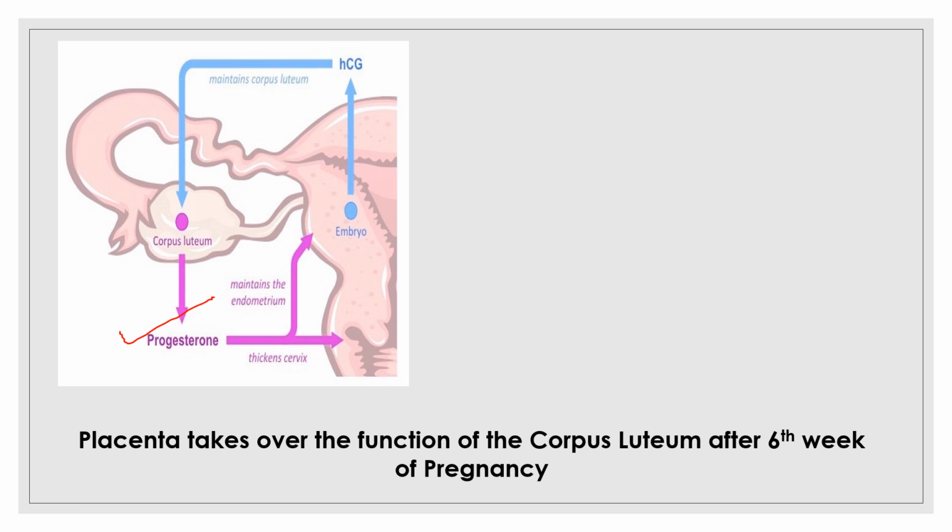Now, who is keeping this corpus luteum alive? This is a very important hormone, human chorionic gonadotropin, HCG, which is released from the placenta. So how long will this corpus luteum do its function? It is seen that at around the 6th week onward, the corpus luteum will hand over its charge to the placenta. After this, the placenta will take the major function of producing all these hormones.